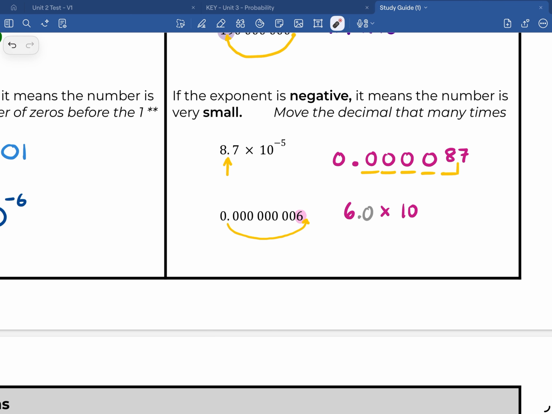So then once again, we look at this and say, okay, it goes past 9 digits in order to be right here. So we have a 9 at the end. But because this is a very small decimal number and not a very large number like what we saw up here, we know that this has to be a -9 instead.